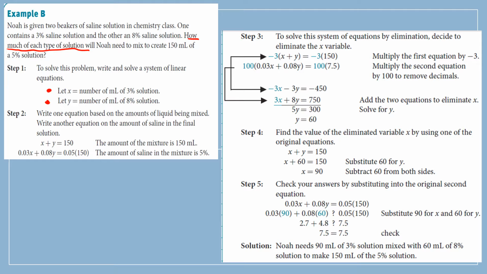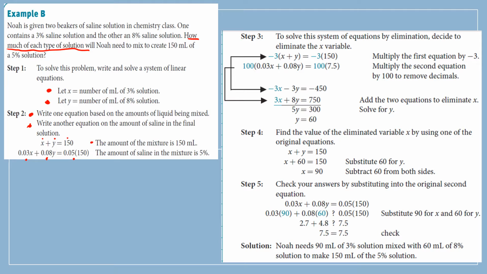So we have to write one equation based on the amounts of liquids being mixed and another one on the amount of saline in the solution. So we know that the amount of this plus the amount of this needs to equal 150. That's how much we're making. So that's just the how much equation, the amount. And the other one has all the percentages. There's 3% saline in that kind, 8% saline in that kind, and there's 5% saline in that final mixture. So those are our 2 equations.